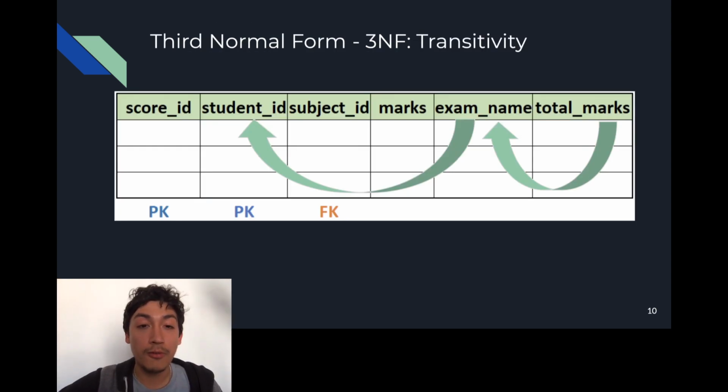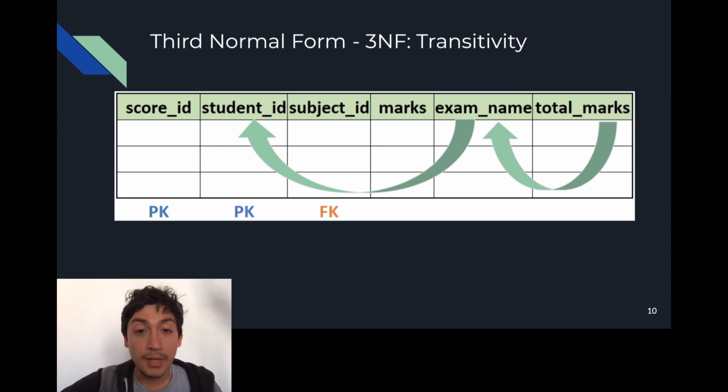The third normal form. The requirements for the third normal form are that the table should be in the first and second normal form. Also, it should not have any transitive relation. For example, our primary key in this table is composed by score ID and student ID. So, let's check the second normal form.